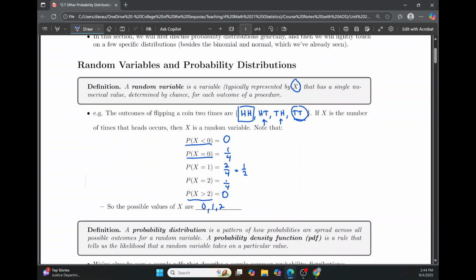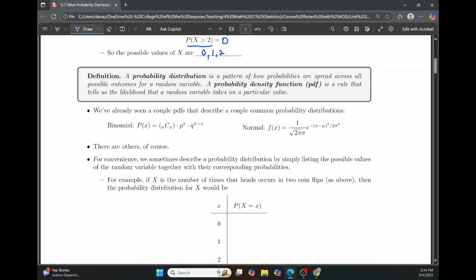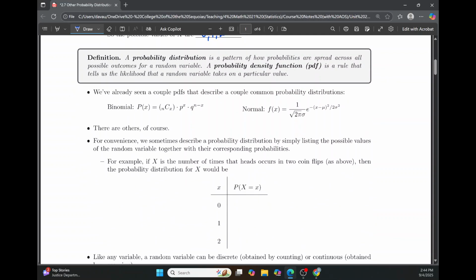Let's also briefly introduce the concept of a probability distribution and a probability density function just generally. We've looked at particular kinds of probability distributions, the binomial and the normal. But generally, a probability distribution is just a pattern of how probabilities are spread across the possible outcomes for a random variable. A probability density function is a rule that attempts to describe that pattern. It's a rule that tells us the likelihood that a random variable takes on a particular value.